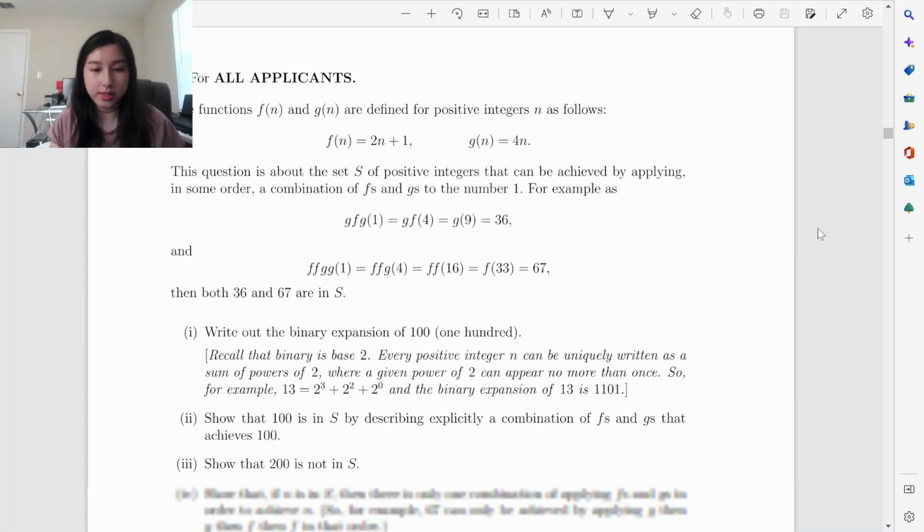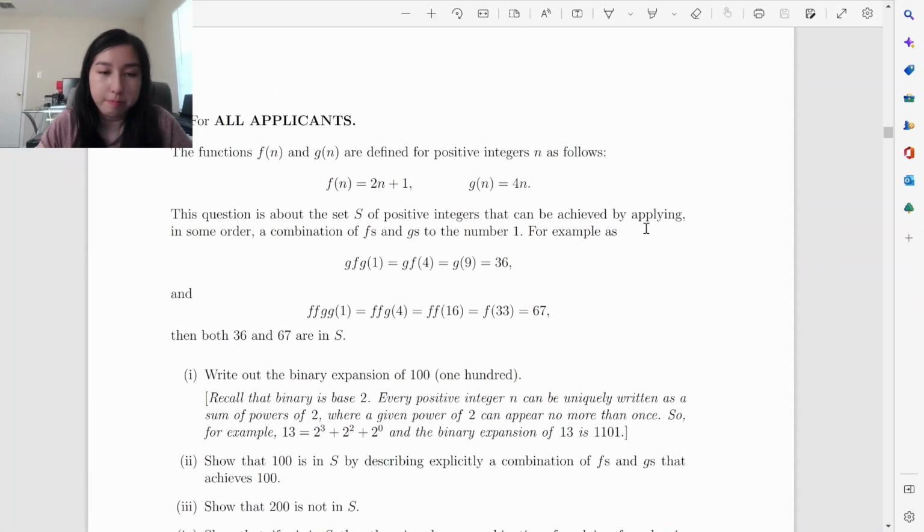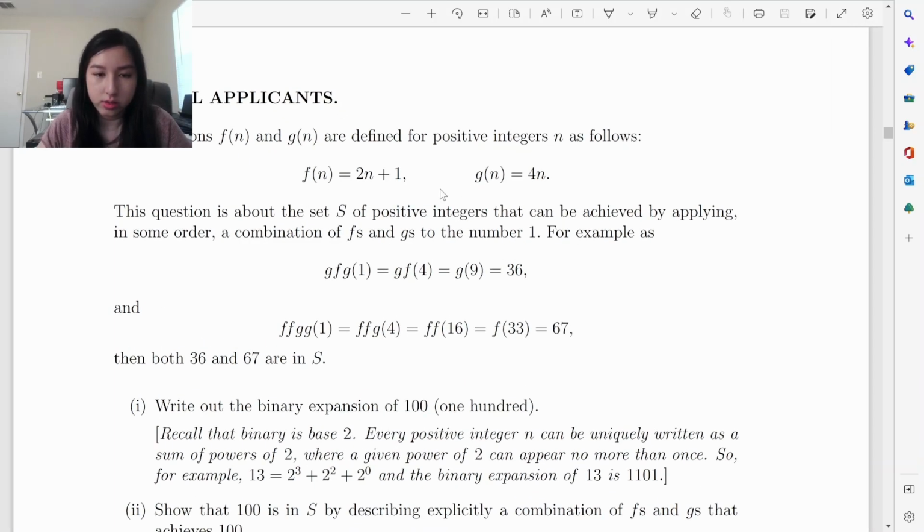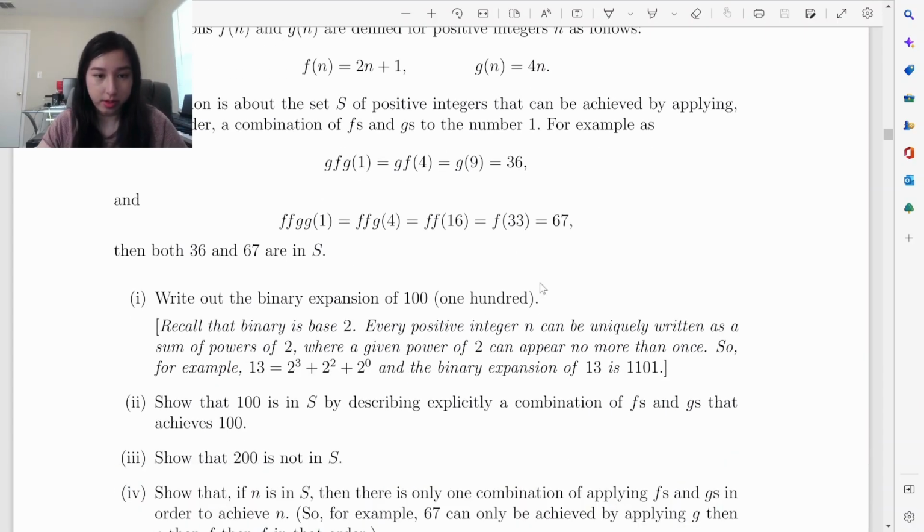So let's look at Section 2. Functions f and g are defined for positive integers n. This is f, this is g. S is the set of positive integers that can be achieved by applying, in some order, a combination of f and g to 1.